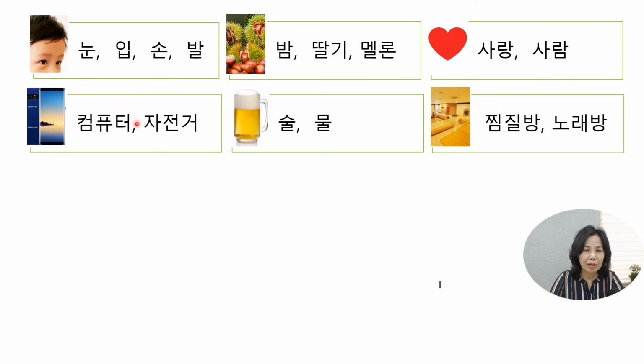Computer, computer. 자전거, 자전거. And 술, 술 is alcohol, and 물, water, 물. Both have the final consonant ㄹ. Also interesting. And 찜질방, 찜질방. And 찜질방 is a Korean style multi-purpose sauna facility.